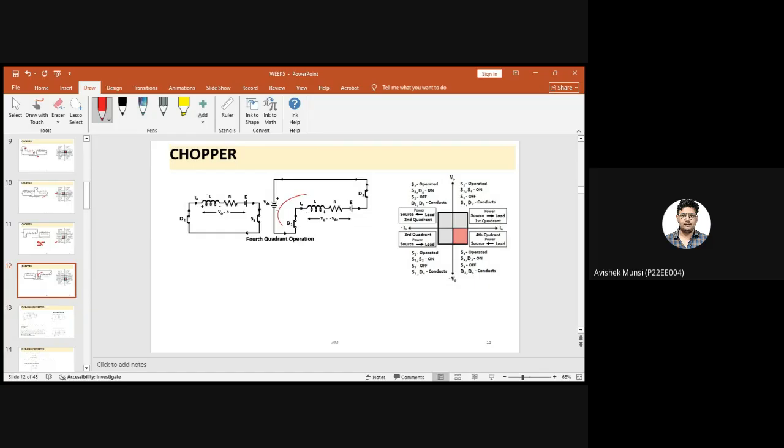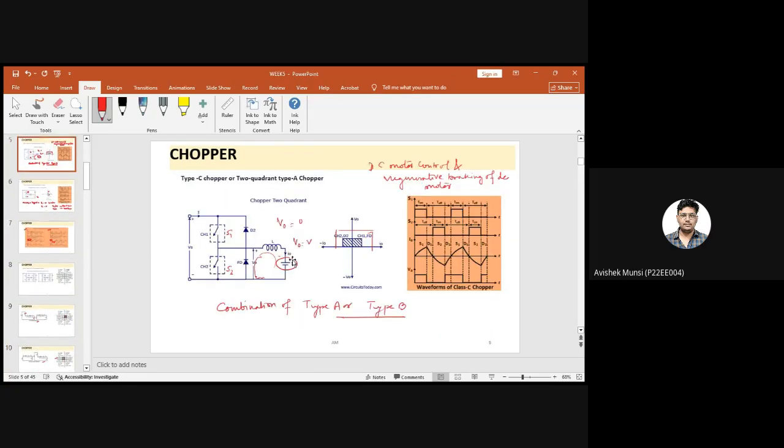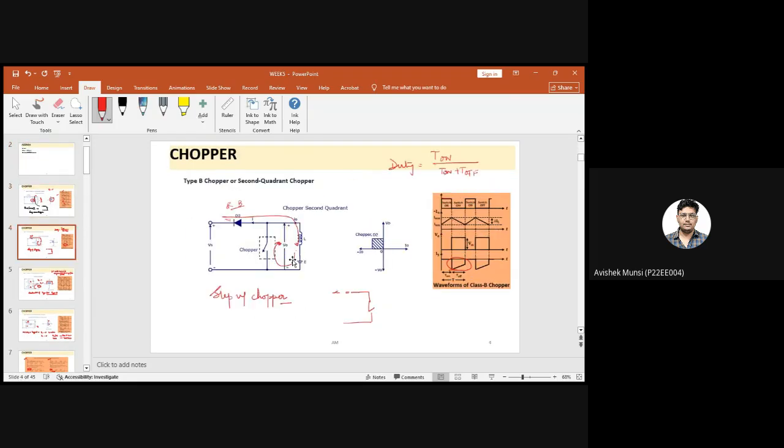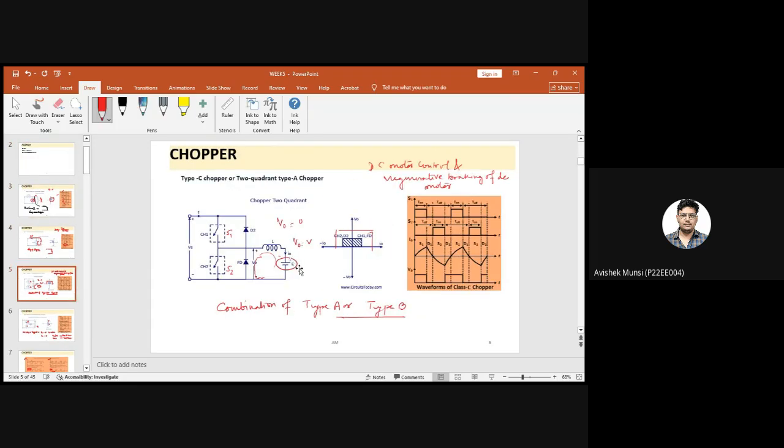If you have any doubt in the chopper, you can ask, and we will move on to the isolated converters. Just try to note this down, because the circuits are important for solving problems whenever we see them. So try to note it down.